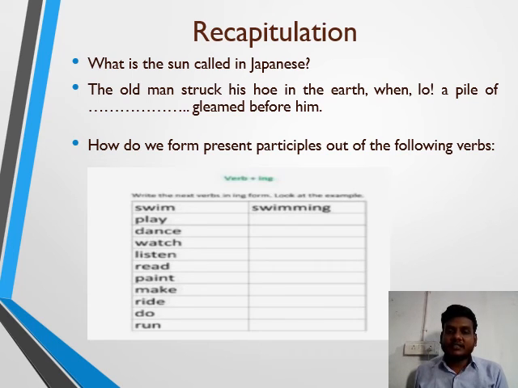The old man struck his hoe in the earth when lo, a pile of gold gleamed before him. What is it called? Here the correct answer is gold. And how do you make present participles of the following words? Just like swimming; second one, playing, dancing, watching, this type and others. Write your answer in the comment box.